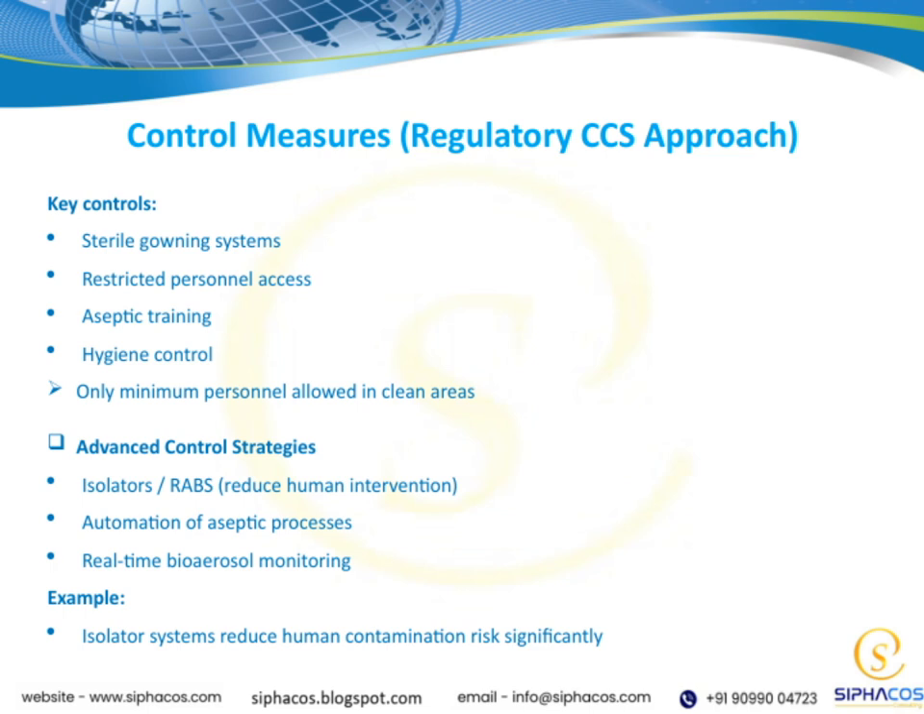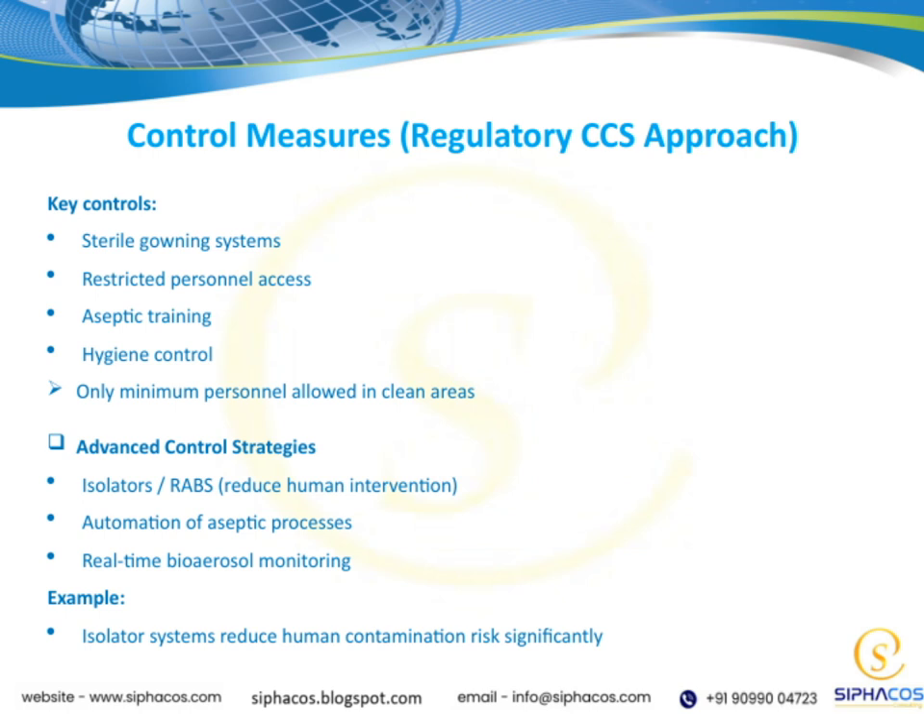Now, let's take a closer look at the control measures we implement under the regulatory CCS approach. First, we have sterile gowning systems, which are essential for maintaining a clean environment by preventing contamination from personnel. Along with that, restricted personnel access ensures that only those who are properly trained and authorized can enter the clean areas, minimizing unnecessary exposure. Aseptic training is another critical element, making sure everyone involved understands the strict protocols to keep processes sterile. Hygiene control is also vital. Rigorous hygiene practices help prevent any potential contamination sources. Overall, we limit access to only the minimum personnel necessary in these clean areas to reduce risk further.